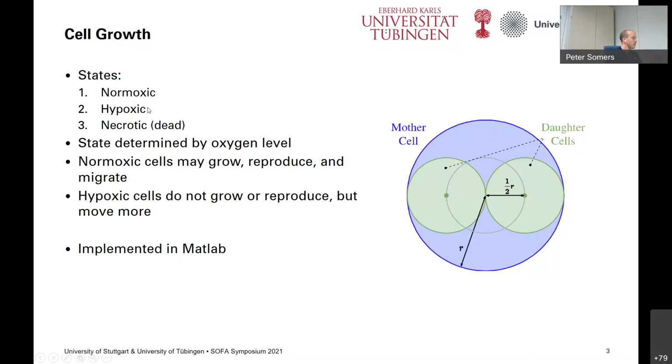So normoxic, being normal state, can kind of move around a bit and just grow normally, and hypoxic means that it's usually not growing so much, but it tends to kind of move around a bit to try and explore its area a bit more. And then necrotic, basically dead. This part of the simulation was implemented in MATLAB, so this was purely implemented by my student.